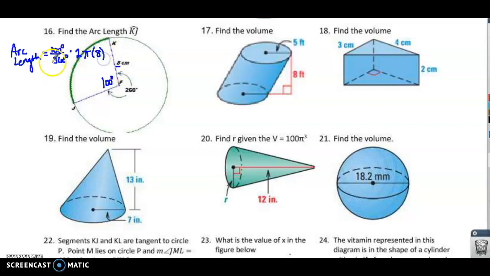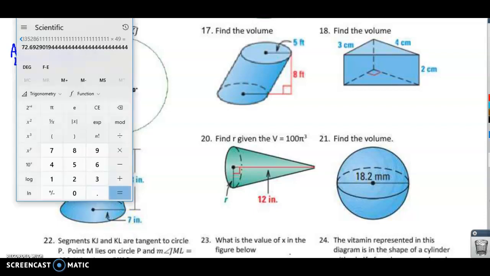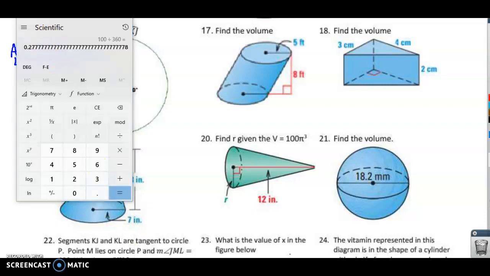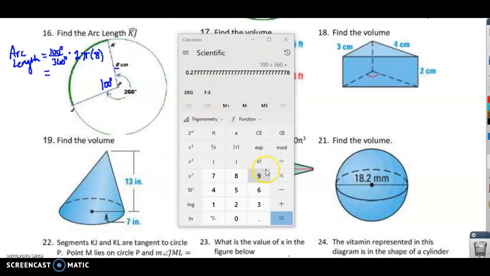It's 8 centimeters. So let's use our calculator to help us out a little bit. We got 100 divided by 360. So that's 0.27 repeating. I'm going to scoot this over for a second here. Alright, I was able to move the calculator over. Now let's multiply that by 2, so times 2 times 8, and that's pi. Okay, so that's going to be 4.4 repeating pi. Or you could even do 4 and 4/11 pi.